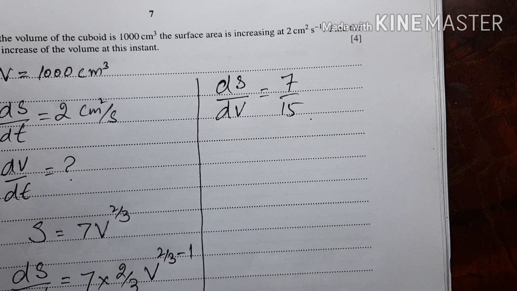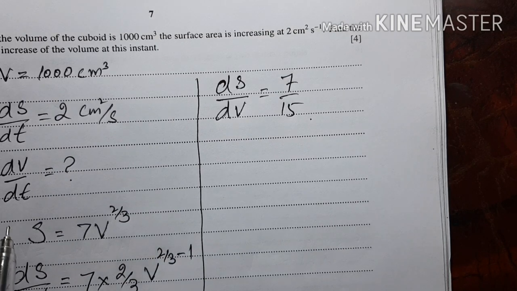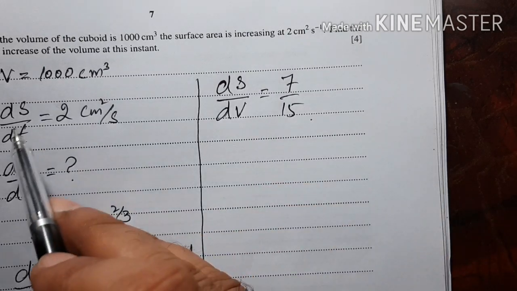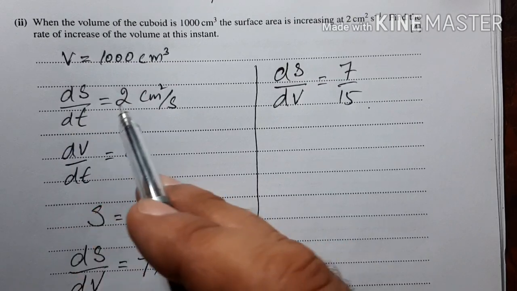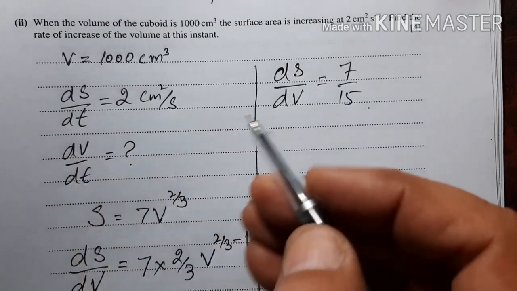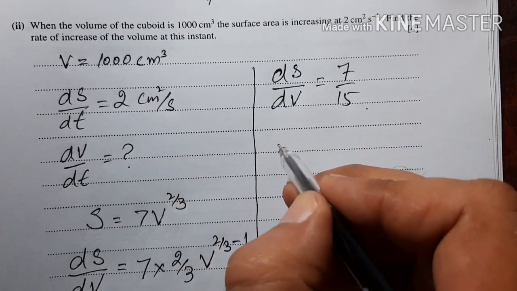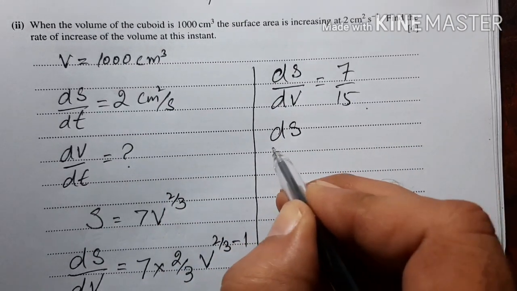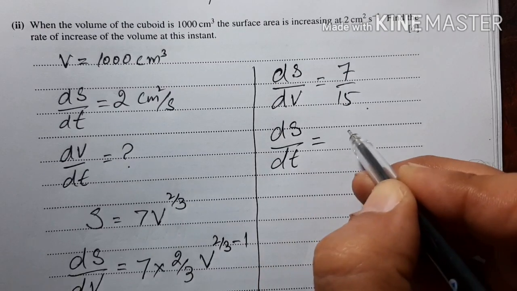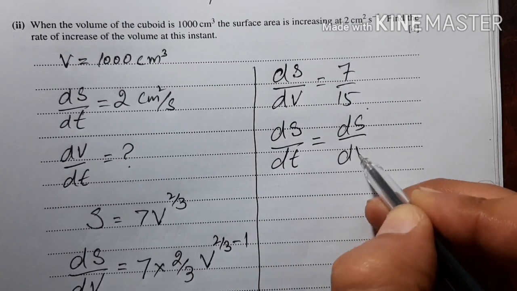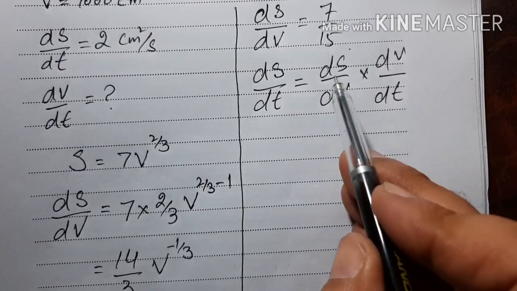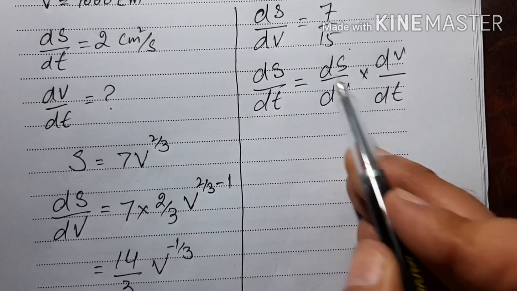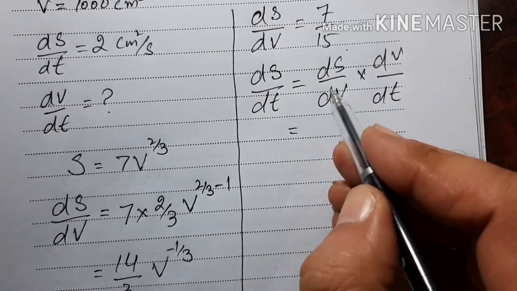Okay, now I need to find the dv by dt. So I can go like this. I can approach a couple of different methods, like this is one of those methods. So ds over dt can be written as ds by dv into dv by dt, because this dv can cancel and we can get ds by dt. So I just split up this.